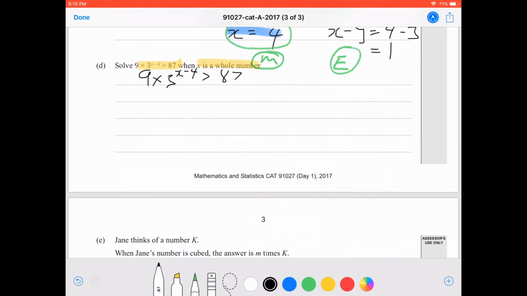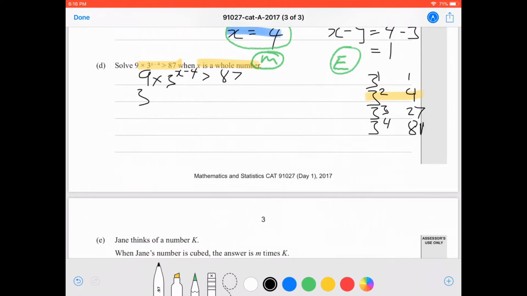Okay, and the powers of 3 here, if we just list them down, you've got 1, 9, 27, and 81. And so we're going to rewrite. You could divide 87 by 9, but obviously no calculators in the MCAT, and that's not really what they're asking us to do. We're going to rewrite 9 as 3 to the power of 2.